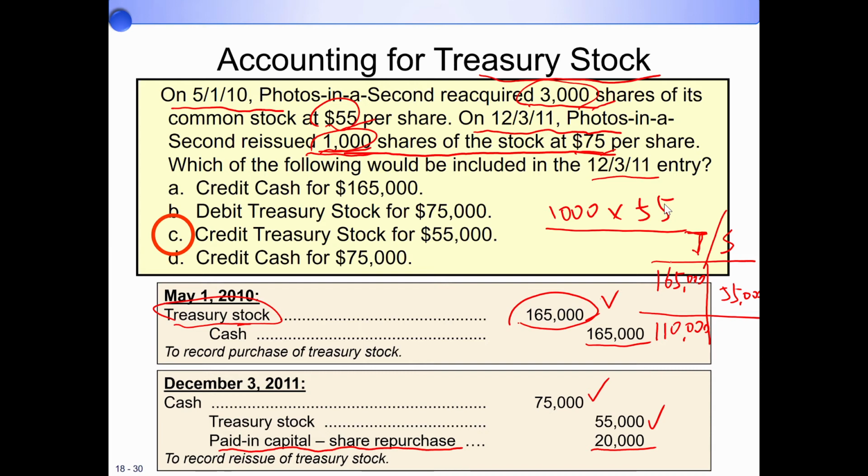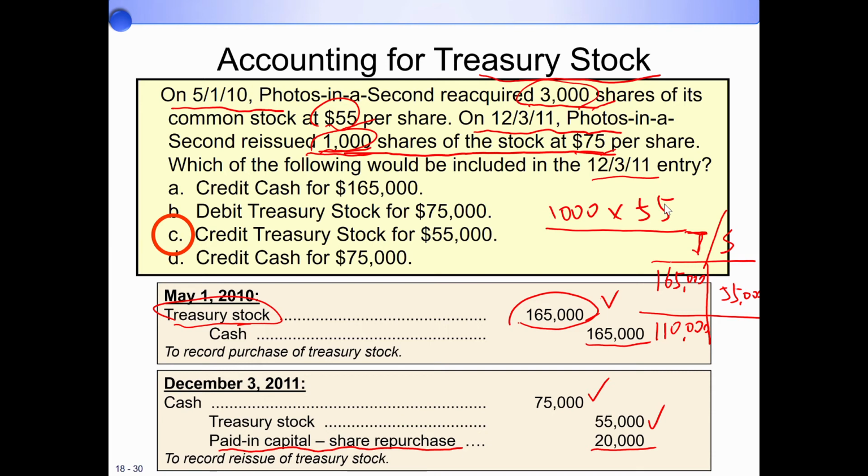Is everyone okay with that paid-in capital share repurchase? You can see it looks like we are making money, right? That's why we have this $20,000. Now let's say when we resell this treasury stock we resell at less than 55, then you're going to have some kind of loss, right? If you have a loss, you're going to decrease this paid-in capital share repurchase account. And if this account is not enough, just like in the previous retirement situation, you're going to decrease your retained earnings.